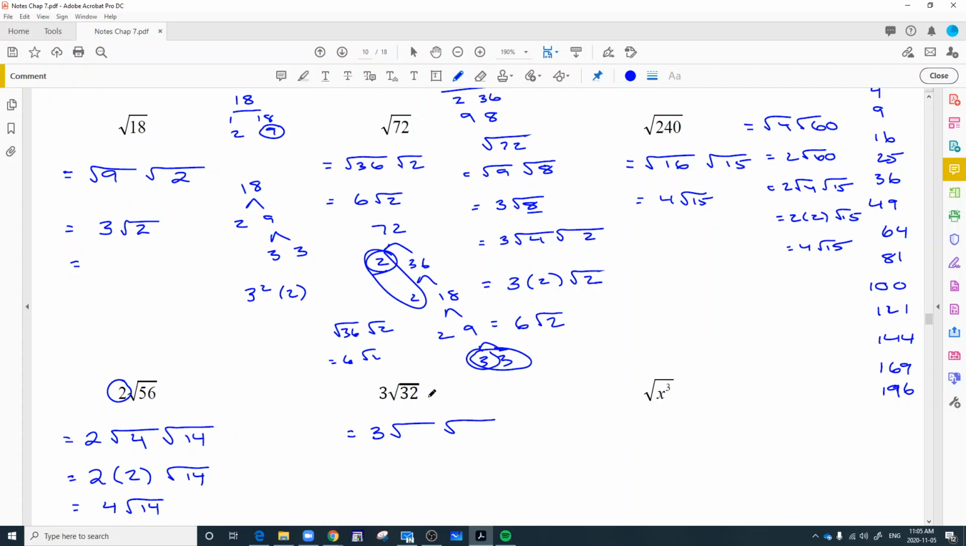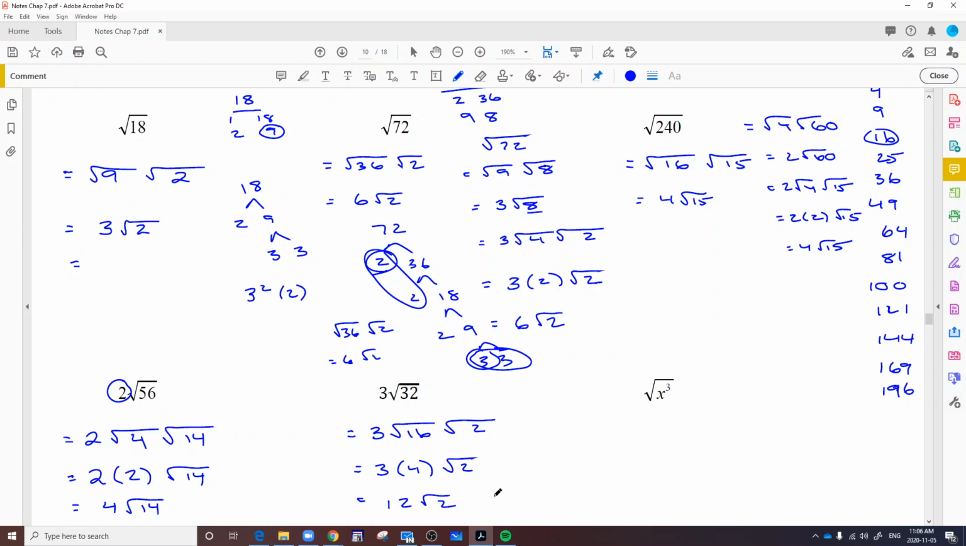Okay, write my radicals. The highest perfect square that goes into 32, I can see right away is 16. So I'm going to go 16 times 2. So this is 3 times the square root of 16 is 4 times the square root of 2. So 3 times 4 is 12 times the square root of 2.